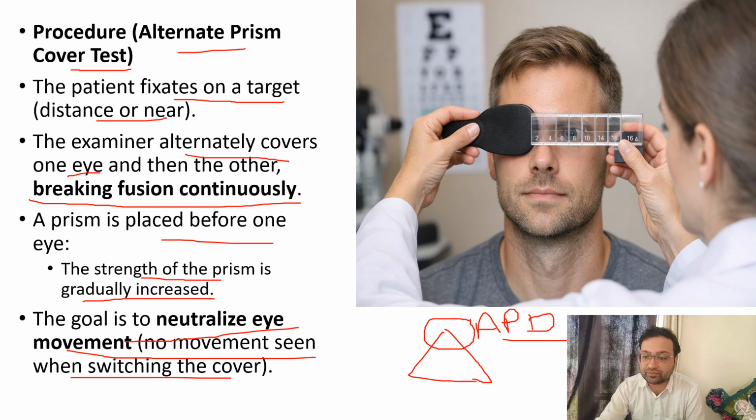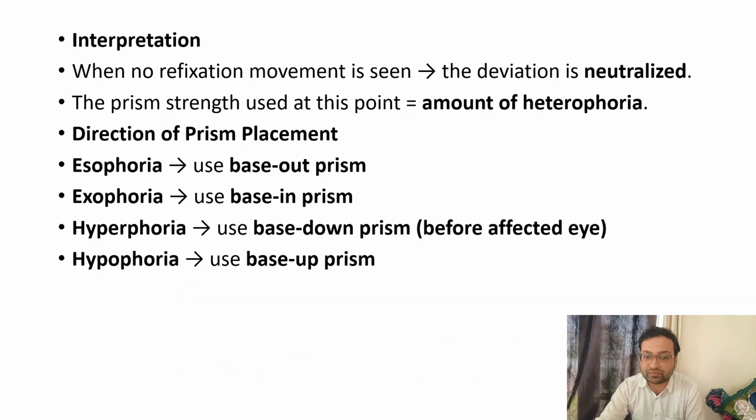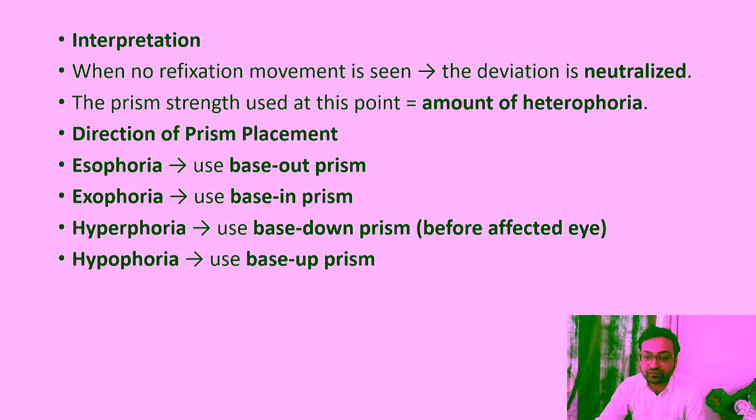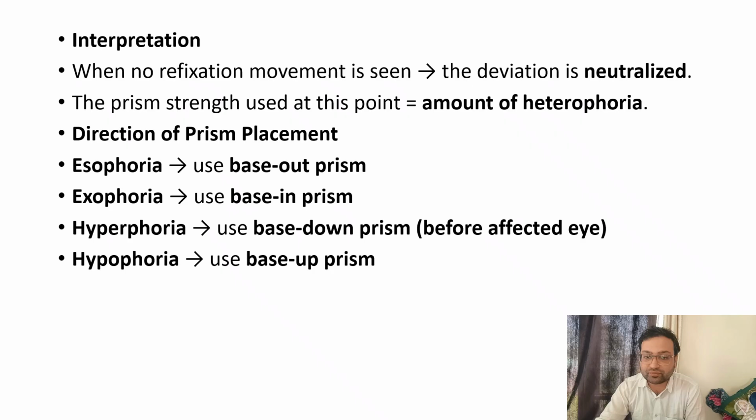Okay, so how do we interpret it? When no refixation movement is seen, then the deviation is neutralized. The prism strength used at this point is equal to the amount of heterophoria.